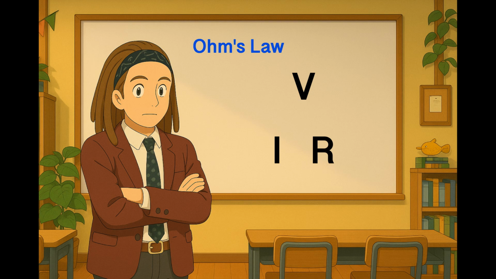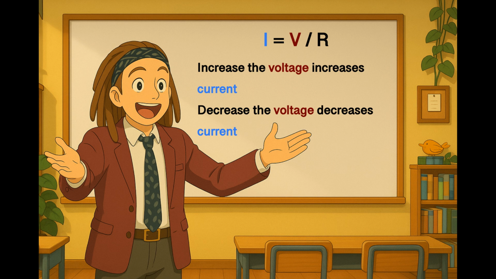Step 4. Applying Ohm's law conceptually. Let's see how this works. If we keep the resistance of our light bulb constant, if we increase the voltage, use a stronger battery, the current flowing through the bulb will increase, making it brighter. More push, more flow. If we decrease the voltage, use a weaker battery, the current will decrease and the bulb will dim. Less push, less flow.